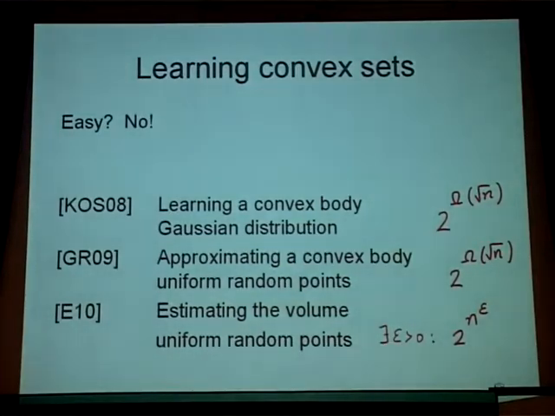Now, why is this so hard? Well, the sets that lead to these lower bounds are all very similar in the following sense. They're all polytopes, but they're all polytopes with an exponential number of facets. The number of facets is something like 2 to the root n.